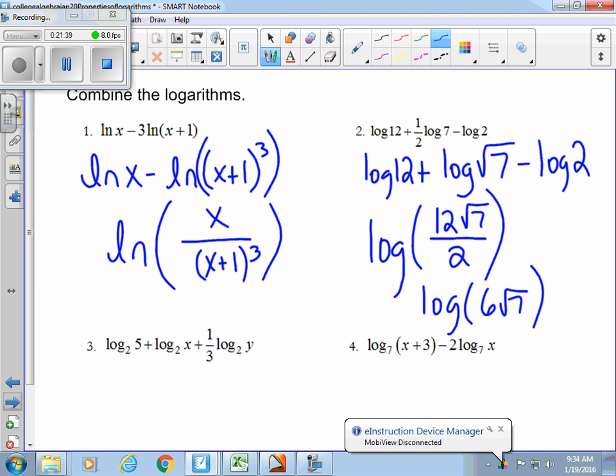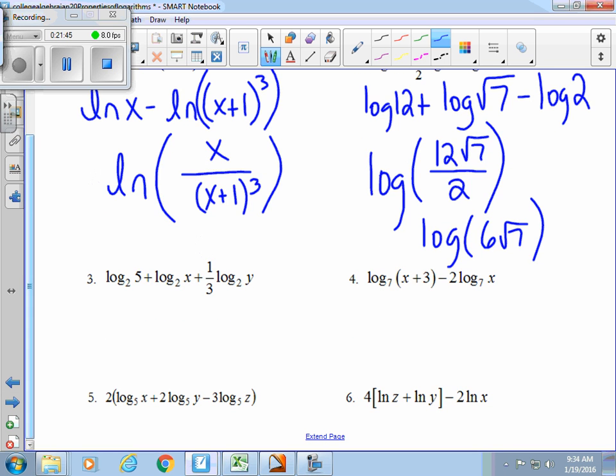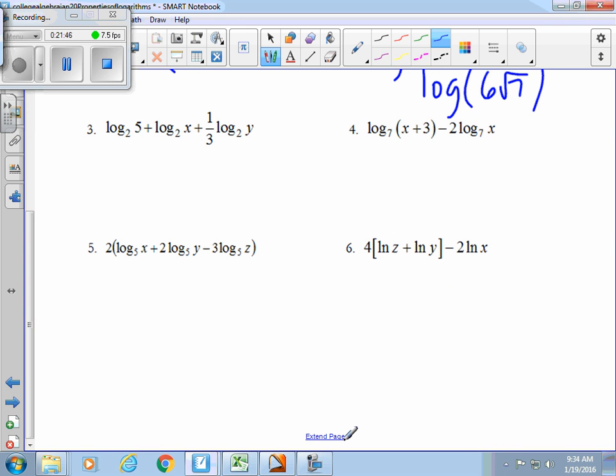Okay. Try the next one. How's this going? So pretty much we got a new set of rules. Don't make up rules, don't break the rules. Follow the rules.